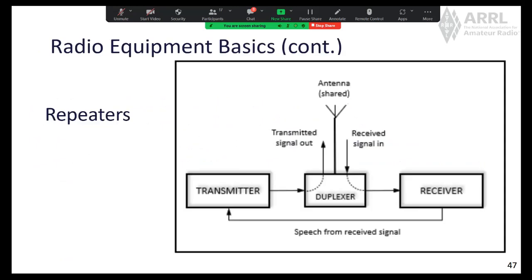Only one question in that group. Okay. Radio equipment basics continued.